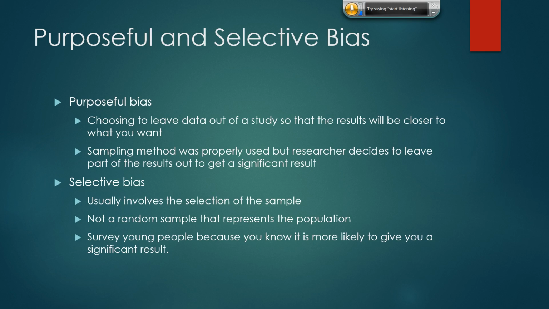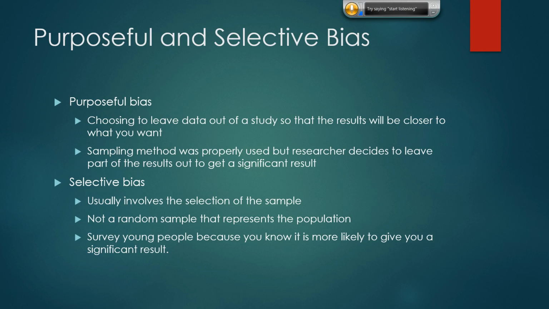The sampling method was probably used, but a researcher decides to leave part of the results out and get a significant result. We're basically separating out the final results so we can get something that we really want. Selective bias is a little different in the sense that we introduce our bias when we select our sample. So remember, when we're doing a study, oftentimes we'll select a sample of individuals who represent in all significant ways the demographics, age, culture, whatever, of our population, so that when we actually find results with the sample, assuming the sample size is large enough, we will be able to generalize that back to the population. We'll be able to sort of apply what we found to the population.